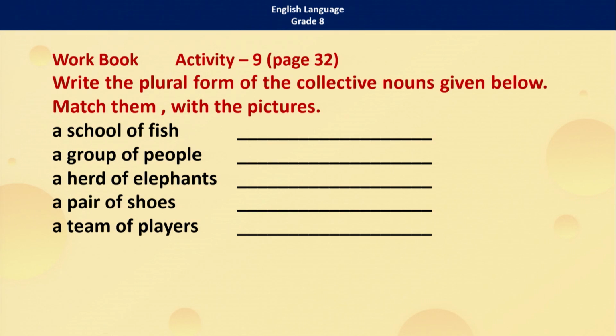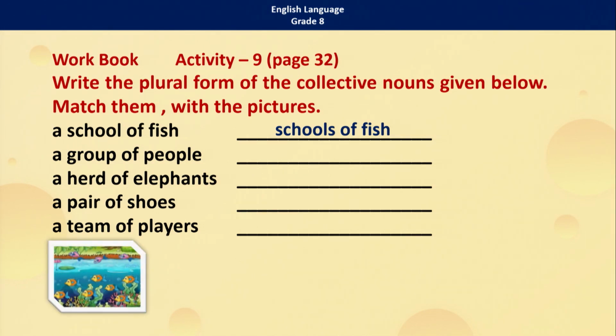It's page 32, right? A school of fish. What is the collective noun here? It's a school, so we are going to form the plural of it. Schools of fish. So can you find the picture? It should be a picture with fish, right?